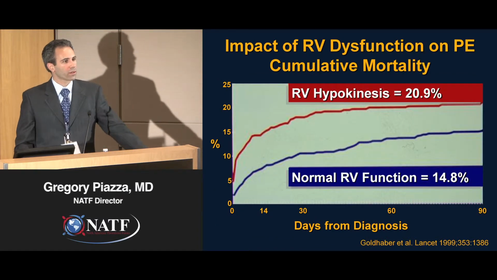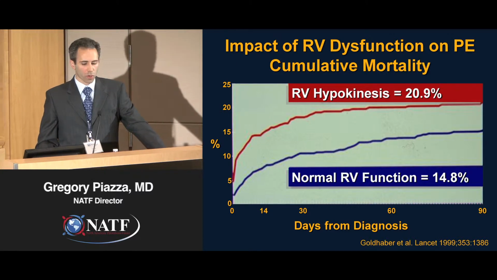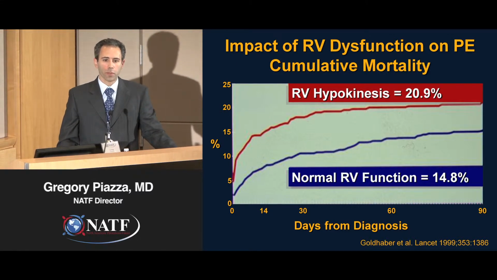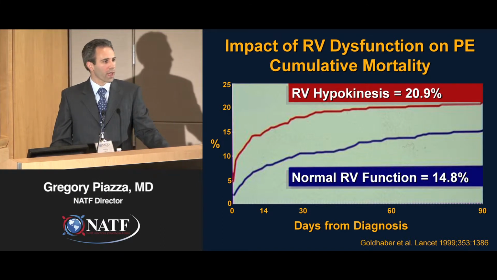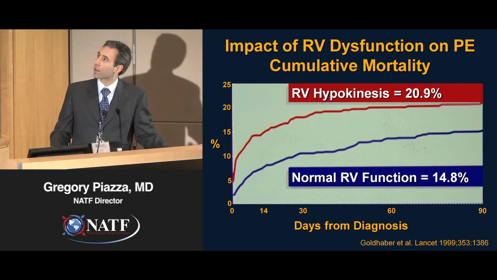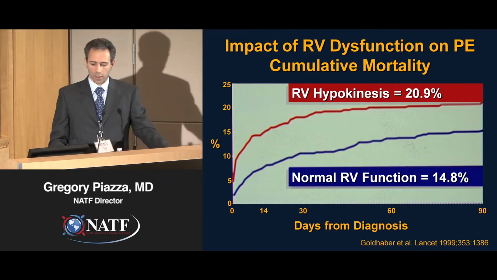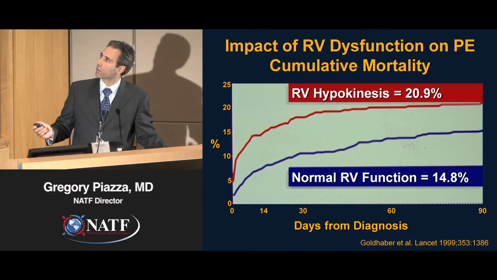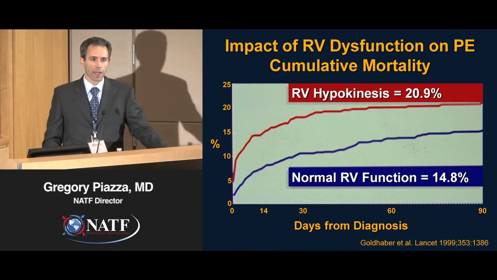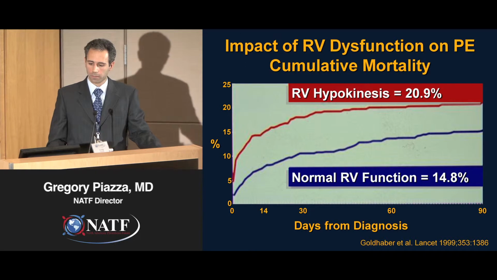I've already mentioned the right ventricle as being important to what happens to patients with pulmonary embolism. We know that patients who have pulmonary embolism and a failing right heart have a high risk of mortality. In this study, almost 21% at 90 days. And that's in contrast to patients with pulmonary embolism who have normal right heart function, where the 90-day mortality is about 15%. Still high, but not as high as those who have right ventricular impairment.